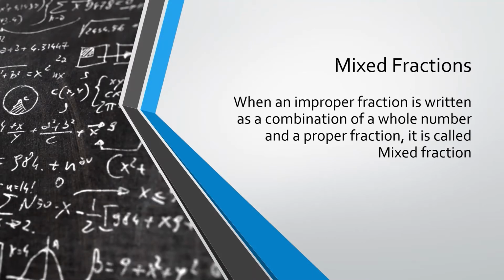We also discussed in detail mixed fraction. The definition of mixed fraction is when an improper fraction is written as a combination of a whole number and a proper fraction, it is called a mixed fraction, like 2 whole 2 by 5. We'll discuss more details on mixed fraction. A mixed fraction is another representation of an improper fraction. We can convert an improper fraction into a mixed fraction. We can convert a mixed fraction into an improper fraction.